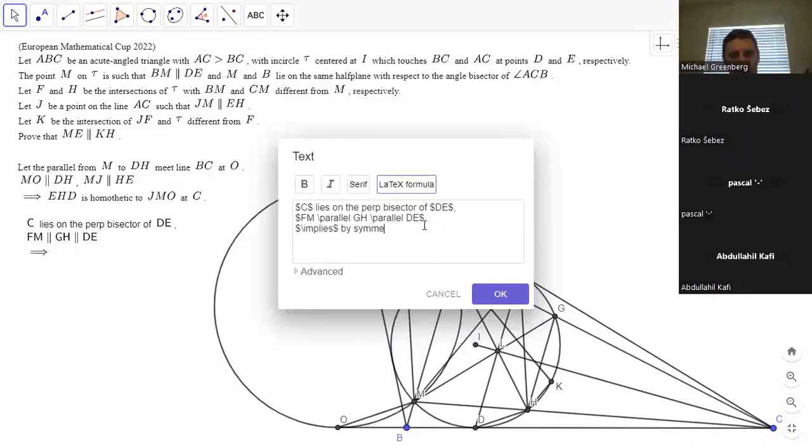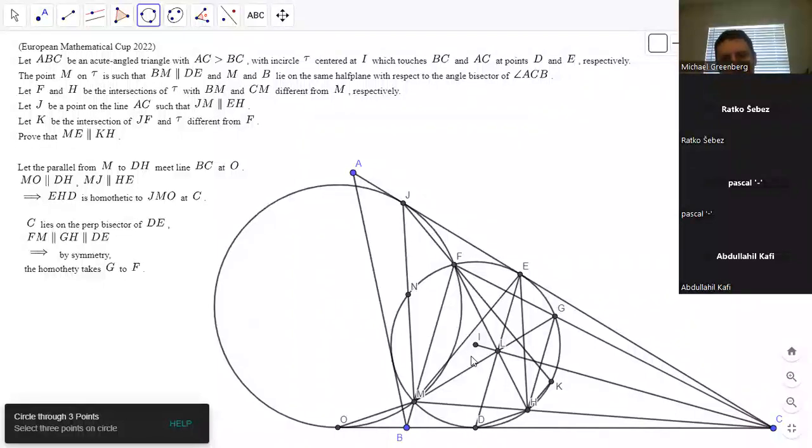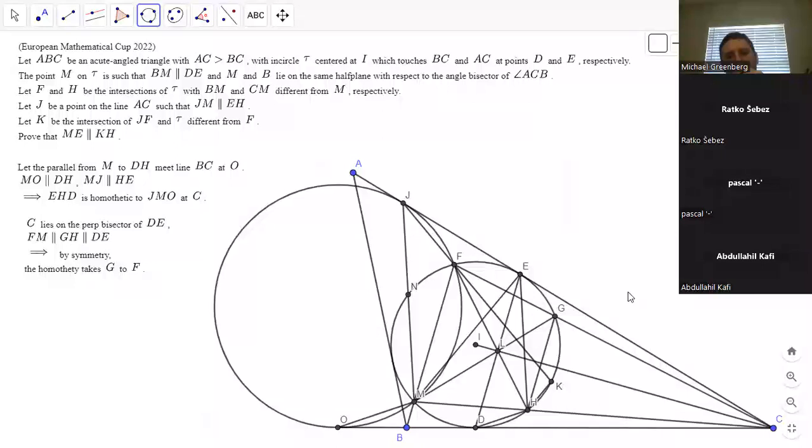By symmetry, the homothety takes C, G to G to F. Okay. And then it's just an angle chase.